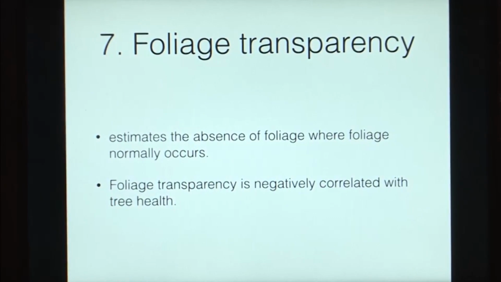Next, we can have a look at the foliage transparency. Now, foliage transparency estimates the absence of foliage where foliage normally occurs. Now, what is foliage? Foliage refers to the leaves of a tree. So, it estimates the absence of leaves where leaves should have occurred, and it is negatively correlated with tree health. So, for instance, if a tree is completely transparent, it does not have any leaves where it should be having leaves. So, if it does not have any leaves, it will not be able to perform photosynthesis, it will not be able to accrue biomass, and it will not be able to grow. So, foliage transparency is negatively correlated with tree health.